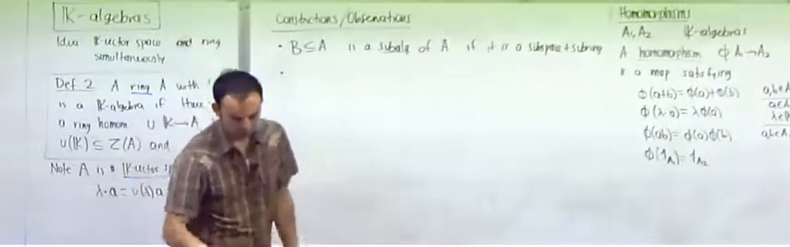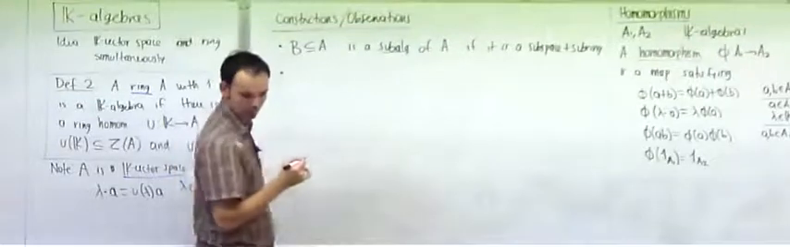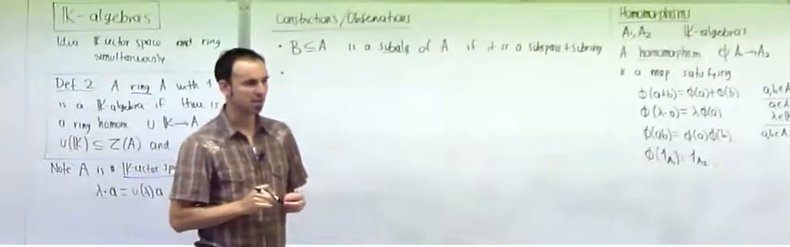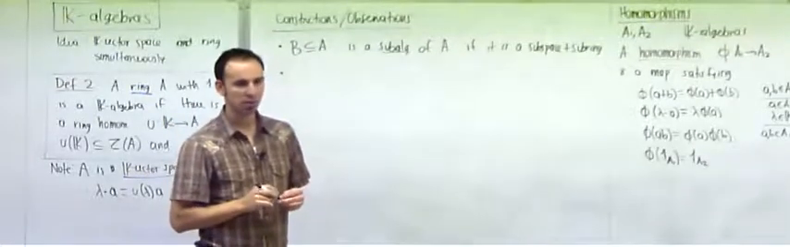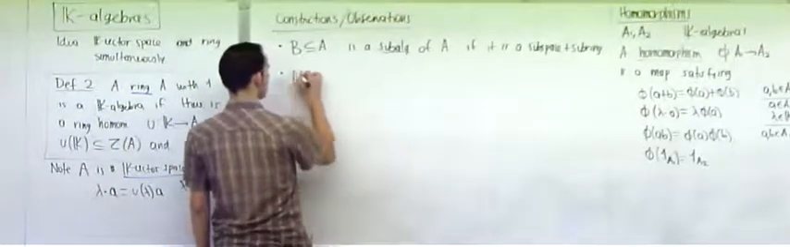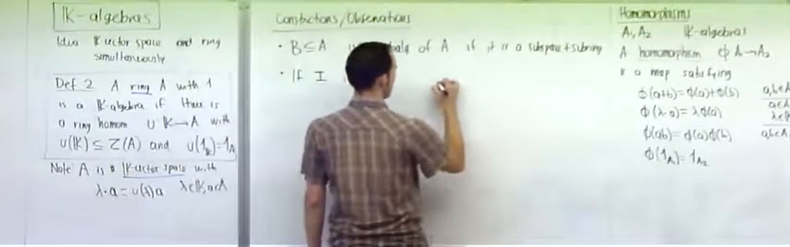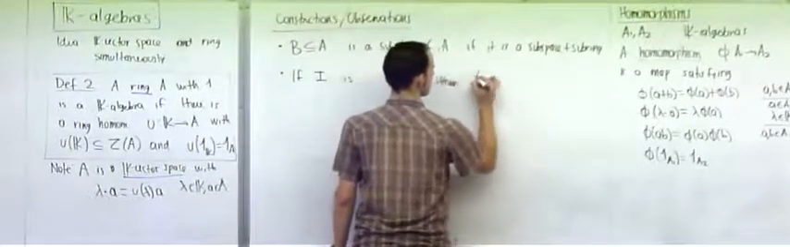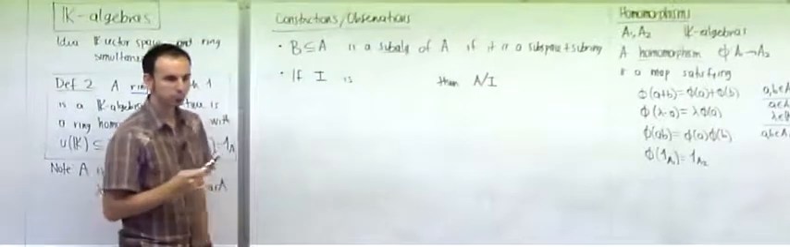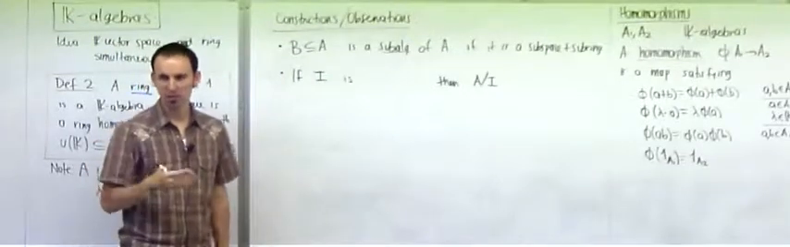So I want to take A mod I, and I want to say that that's a quotient. Now, can I do that for any I? Or what conditions do I need on I so that I can construct A mod I? It needs to be a quotient space, and a quotient ring.